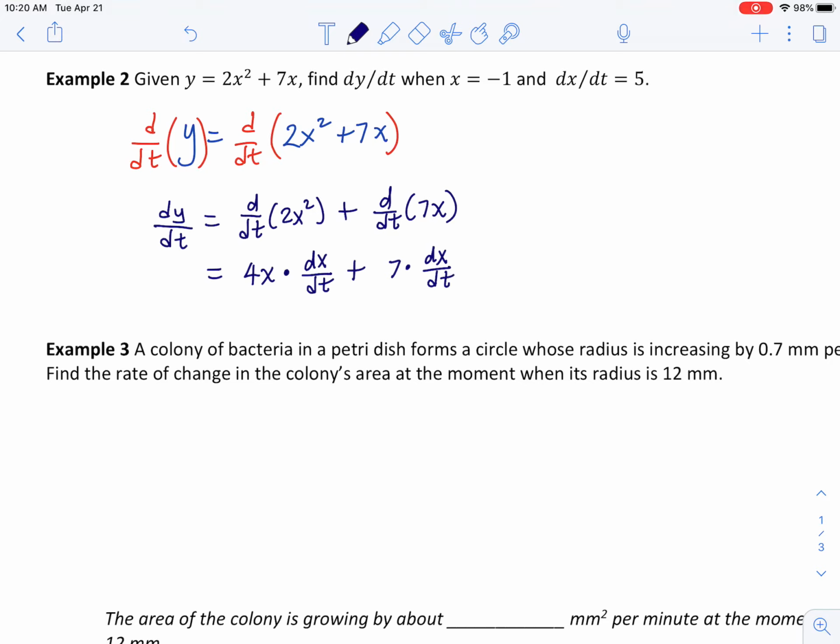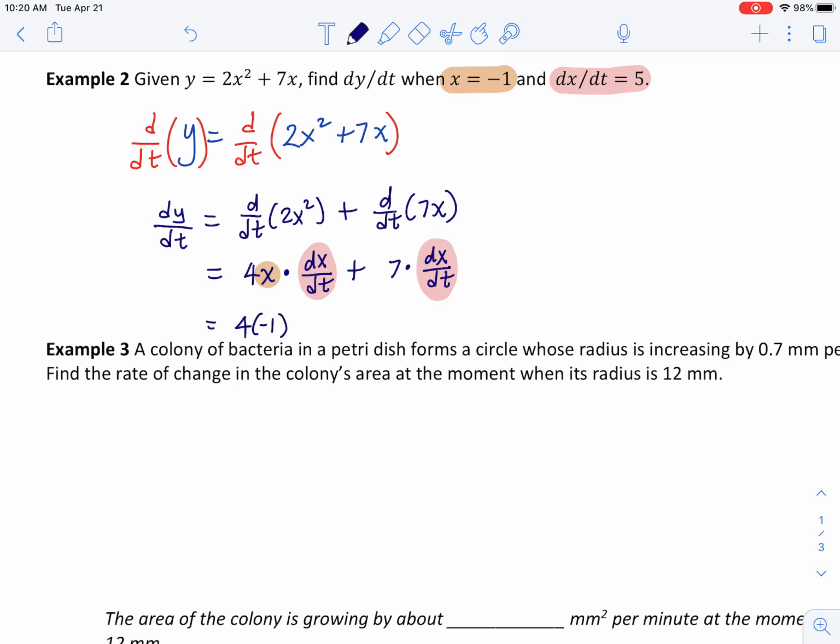If you take the derivative of 7x, I'm going to get 7, but don't forget to multiply this by the derivative of x with respect to t. So we're going to get another dx/dt. All right, now time for us to plug in what they gave us. Remember, they said x is -1. So everywhere you see x, that's what you're going to plug in.